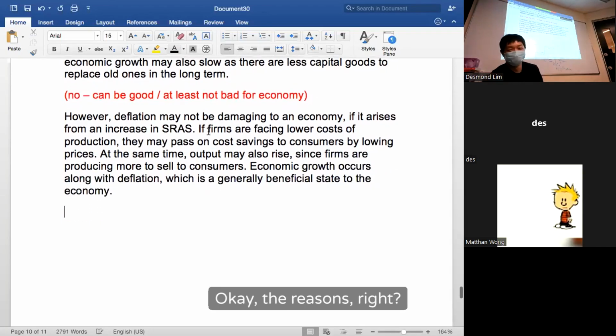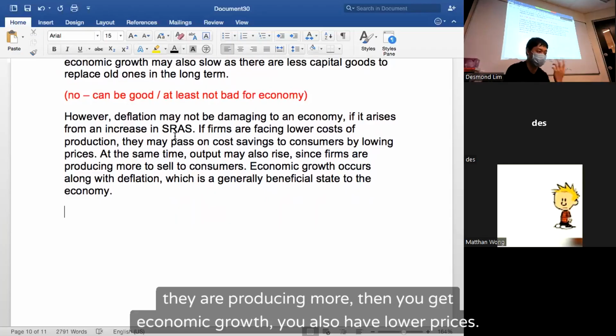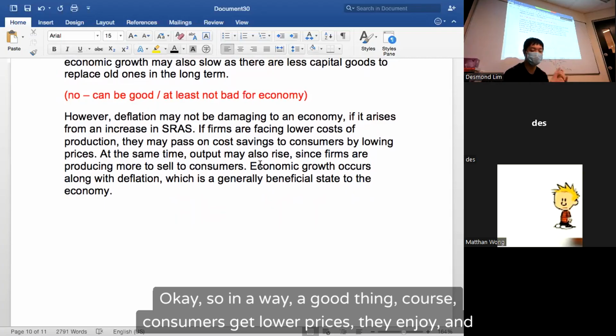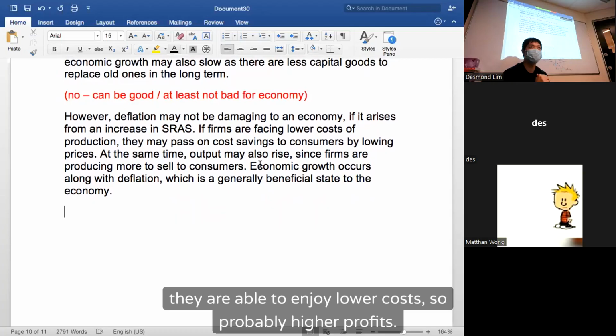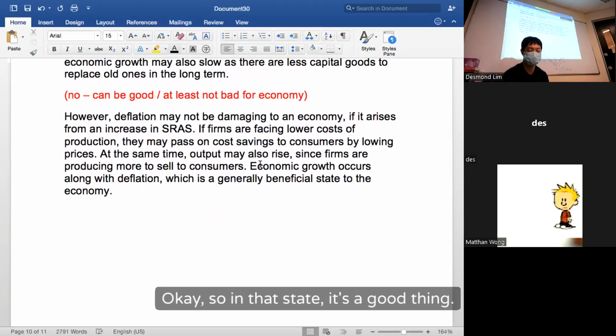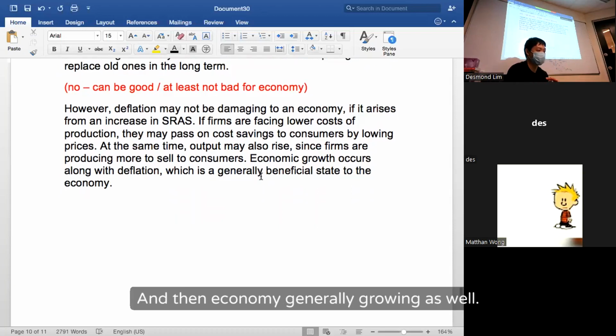Okay, so the reasons. If deflation is coming from an increase in SRAS, your SRAS curve is shifting rightwards, they are producing more, then you get economic growth, and you also have lower prices. So in a way, it's a good thing. Consumers get lower prices and enjoy, and there's economic growth, so the firms are producing and able to enjoy lower costs, so probably higher profits. So in that state, it's not a bad thing, it's a good thing. And the economy is generally growing as well.